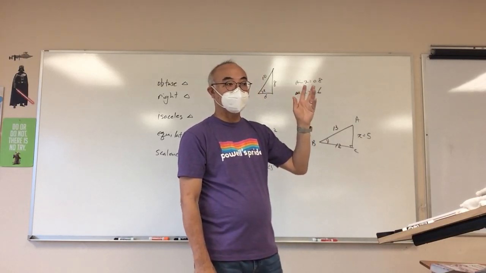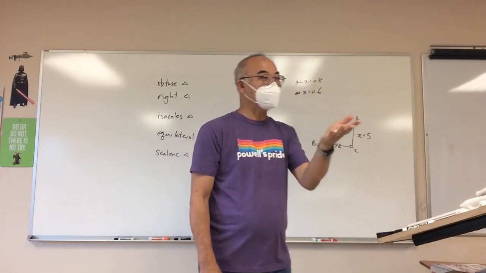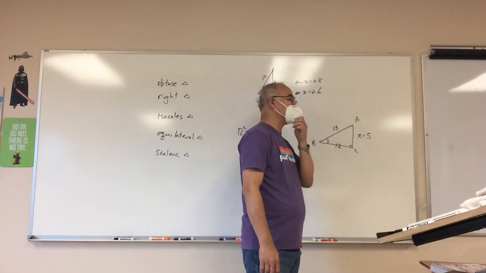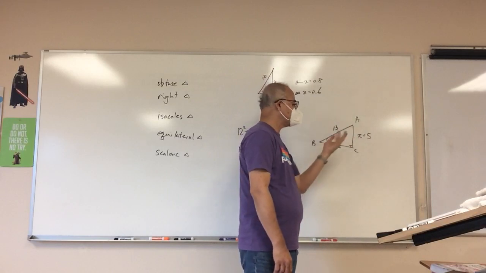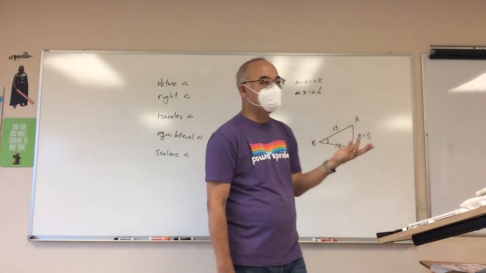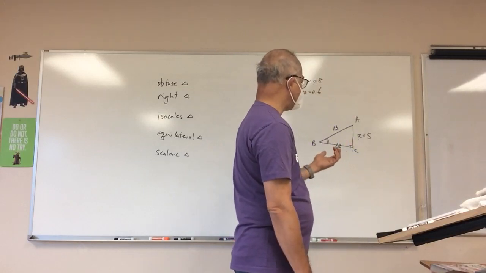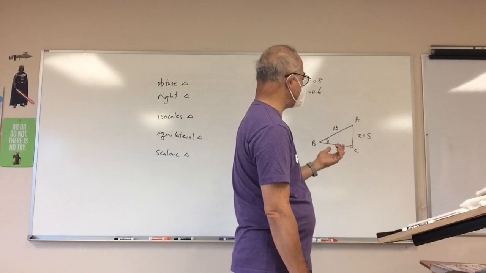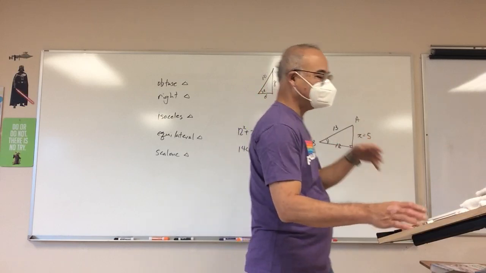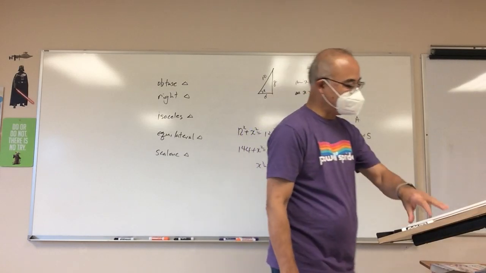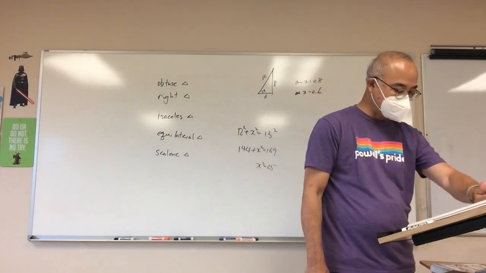3, 4, 5, right? So 3, 4, 5, and 5, 12, 13 are probably the ones that come up the most. Then there's 8, 15, and 17 or something like that. Anyway, those are kind of nice to know. So 3, 4, 5, and 5, 12, 13.